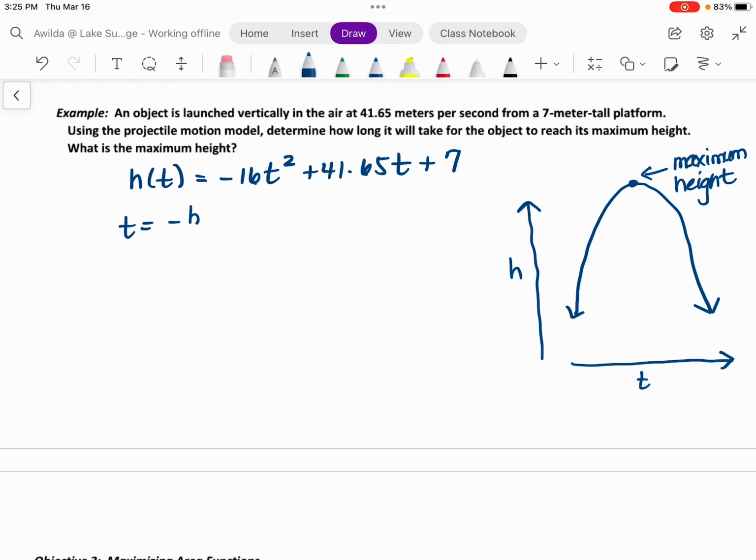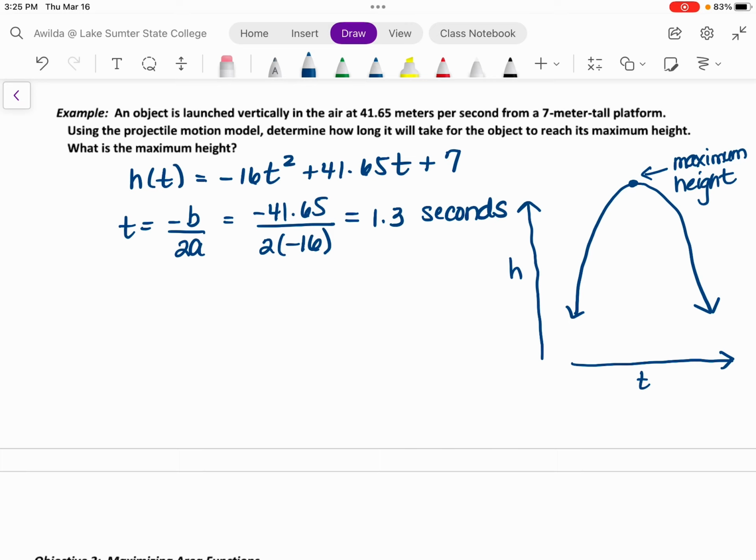That happens at negative b over 2a for t, or in this case, negative 41.65 divided by 2 times negative 16. Let's find out what that is. I got approximately 1.3. It's a pretty long decimal, but 1.3 is a pretty good approximation. So at about 1.3 seconds after this projectile is sent into the air, it will reach its maximum height.